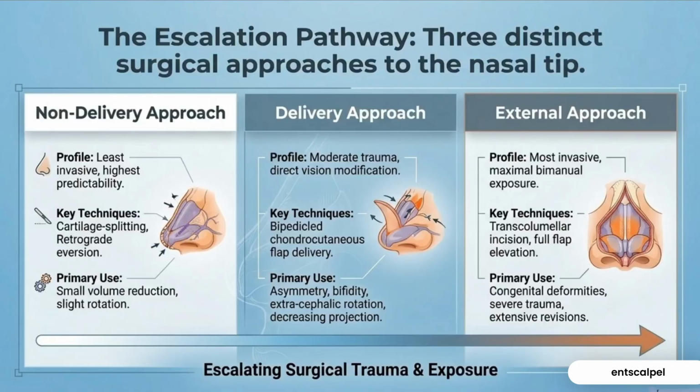Well, because it's so restricted, this non-delivery approach is specifically indicated for relatively minor adjustments. We are talking about small volume reductions of the lateral crus. Which is the main sweep of cartilage that shapes the outer curve of your nostril, right? Exactly. Or a slight cephalic rotation of the nasal tip. Cephalic simply meaning pointing toward the head, so a slight upward rotation or lift. Right.